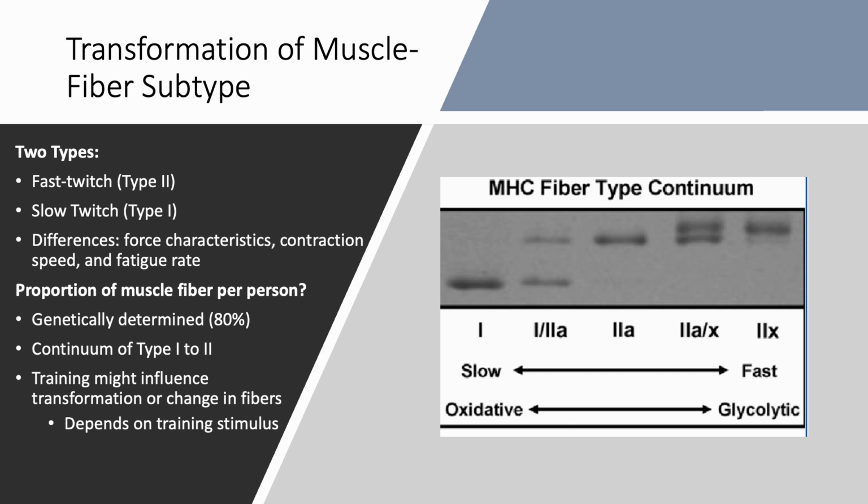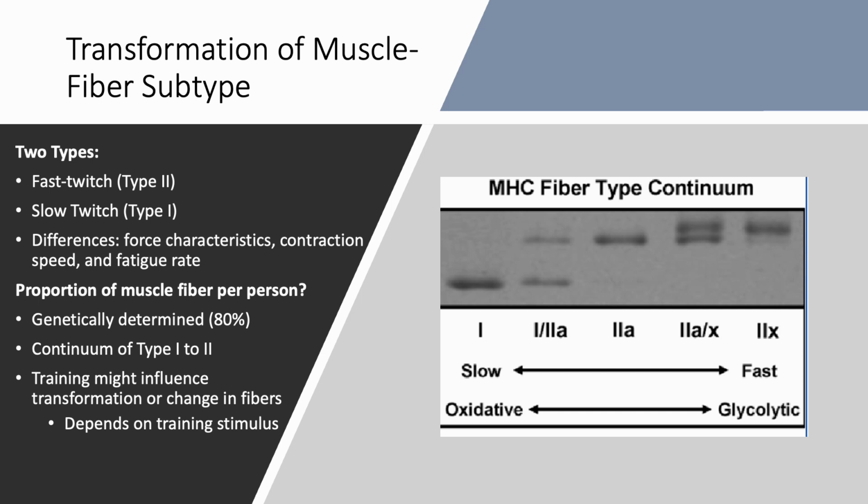It's not simply 1, 2A, 2X. It goes along the spectrum. Again, the differences are based off of the force characteristics, the contraction speed, as well as the fatigue rate. So again, type 2X, which is fast and glycolytic, ATP-PCR, the trade-off is it does not supply us with energy for a long period of time. Therefore, it's very fatigable.